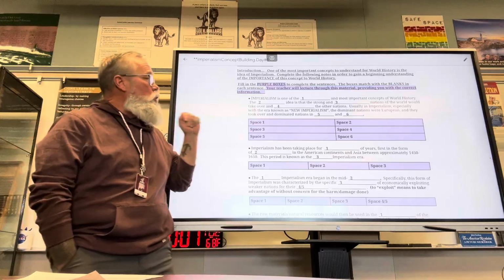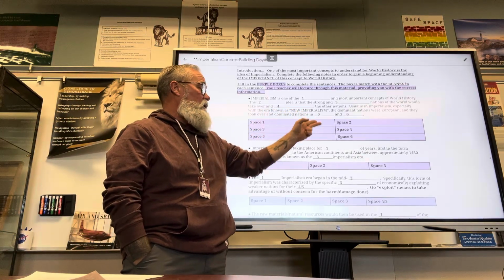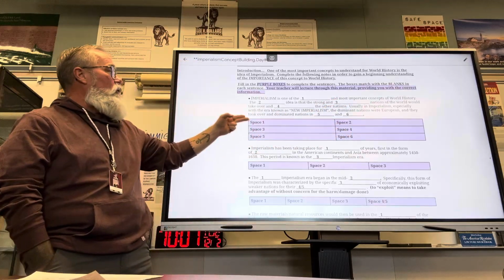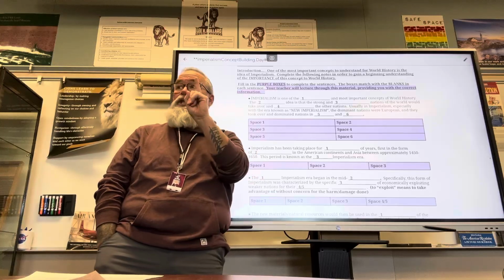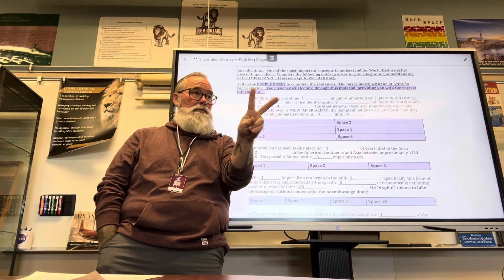Next sentence. Usually in imperialism, especially with the era known as New Imperialism, the dominant nations were European, and they took over and dominated nations in Asia and Africa.